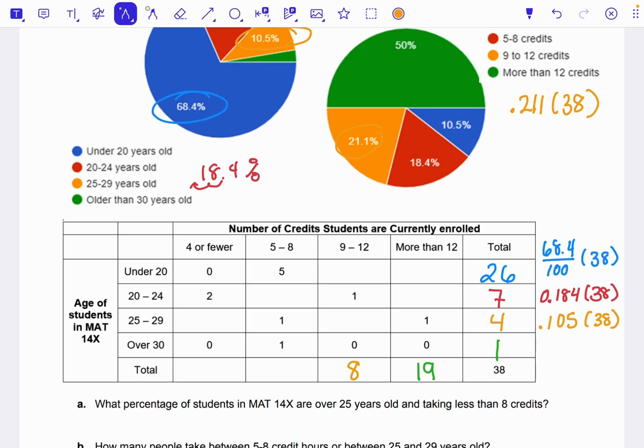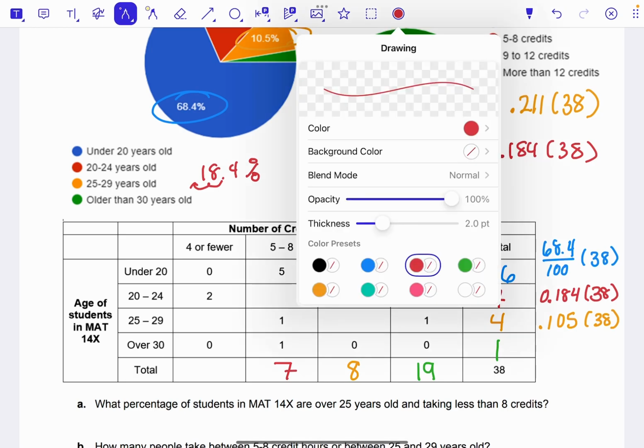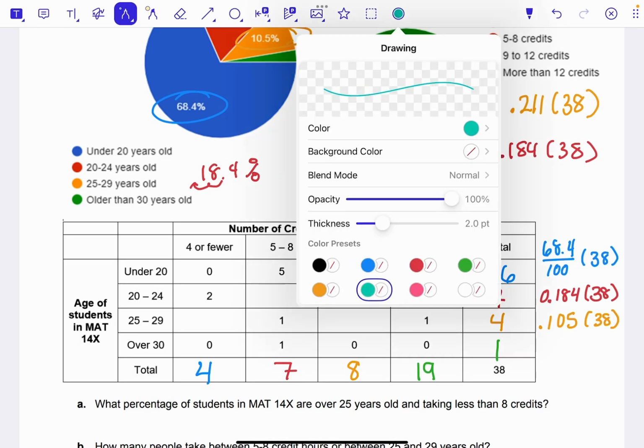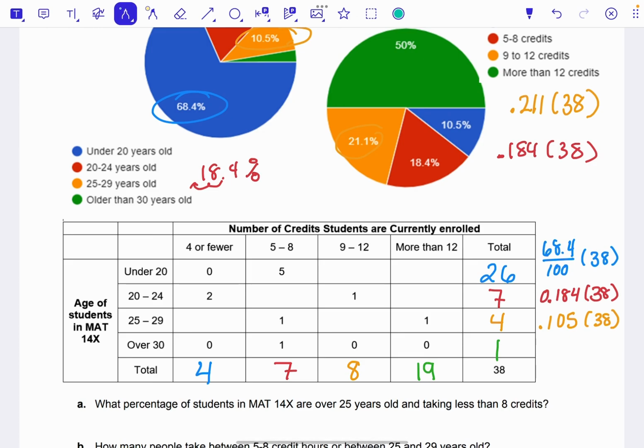And then, moving right along, 5 credits is 0.184 of 38. And that one came out to 7 people. And so again, I can total and figure out my missing value here would end up being 4. 11 plus 8 is 19, 19 plus 19 is 38. And now I can backfill my columns in. I filled in all my totals, and each column and each row needs to total the numbers they show.